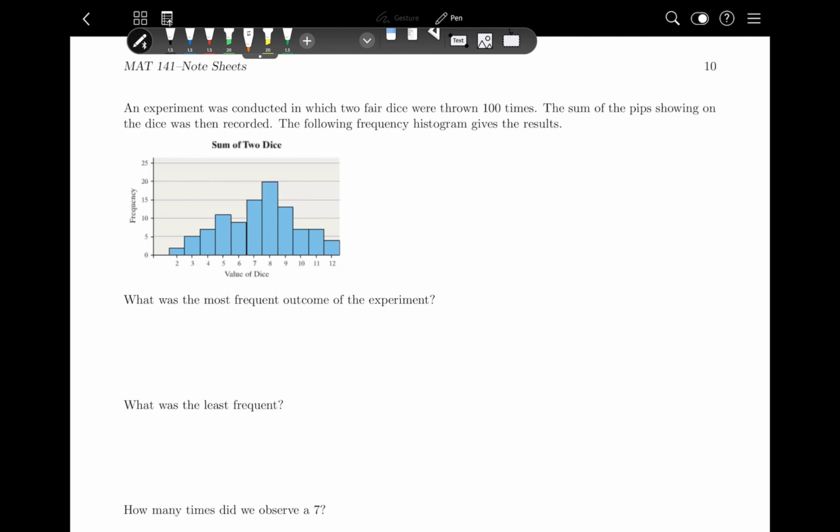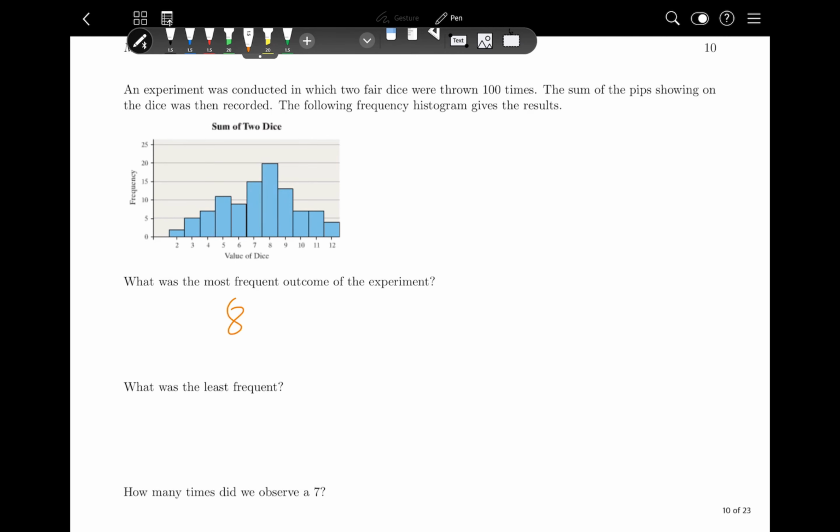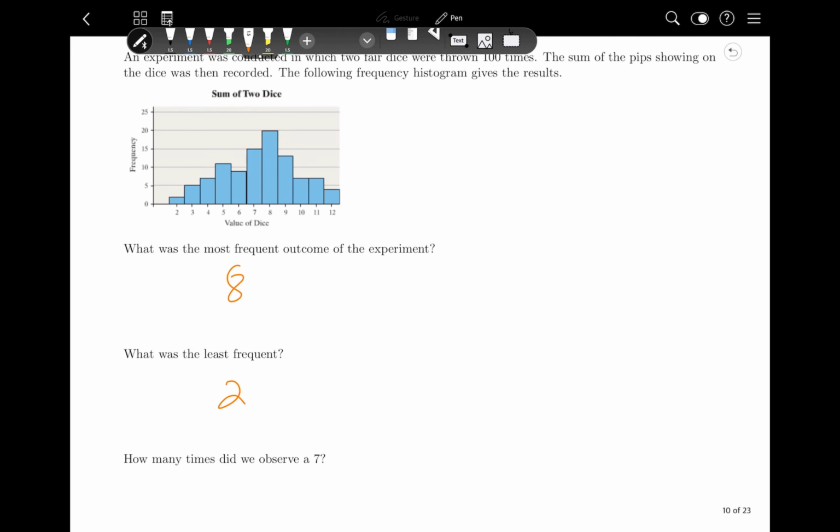So what was the most frequent outcome of this experiment? Well, what's the tallest bar? 8. What was the least frequent? So what's the shortest bar? So that would be 2. How many times did we observe a 7? So how tall is this 7 bar? And the answer to that is 15.